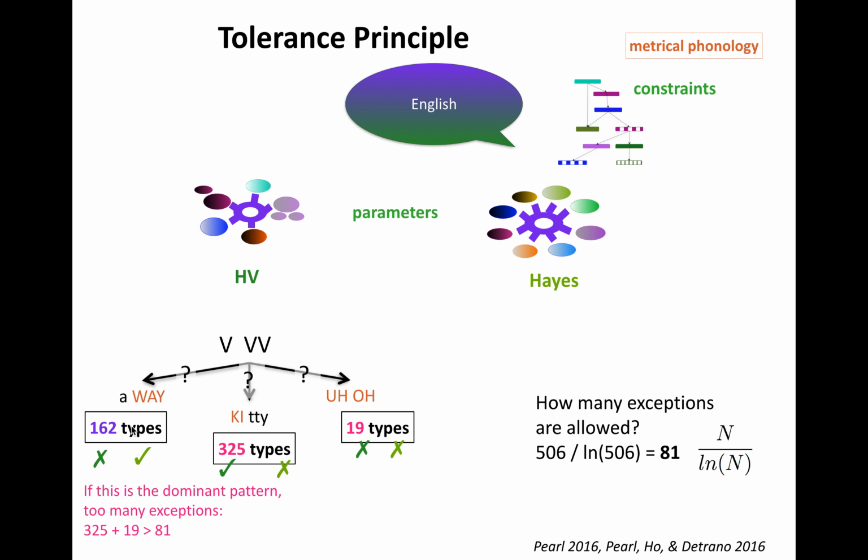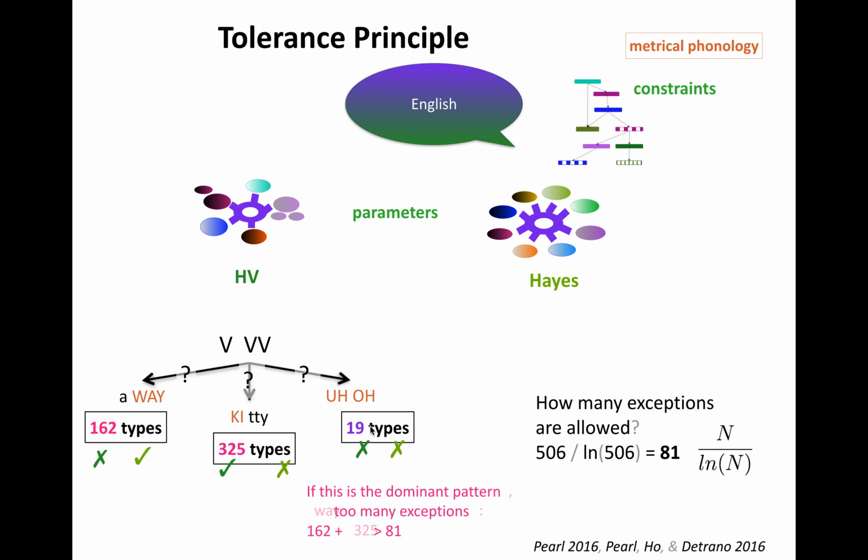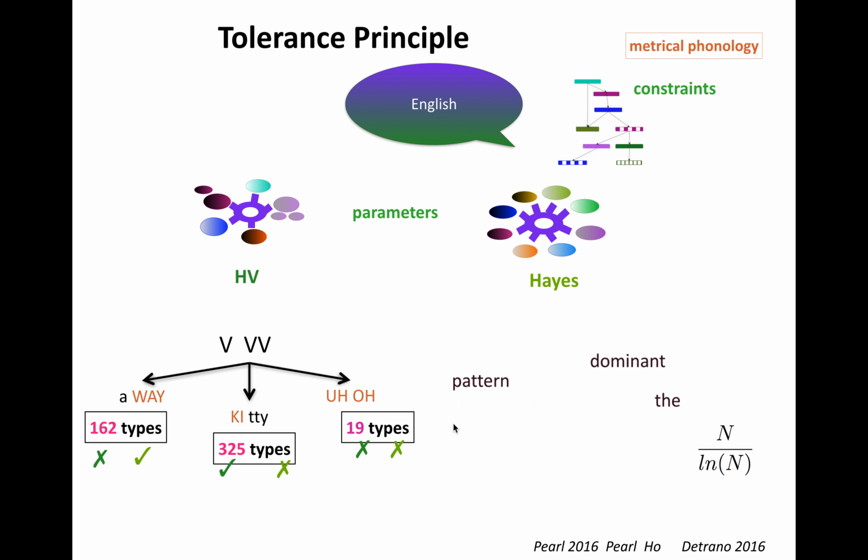So that can't be the dominant pattern. And let's look at this one. If this is the dominant pattern, you still have too many exceptions, right? 162 and 19 is still greater than 81. So that's not the dominant pattern. And what about 19? Well, that's definitely not the dominant pattern, right? There are this many, which is much greater than 81, right? So in fact, none of these are the dominant pattern.